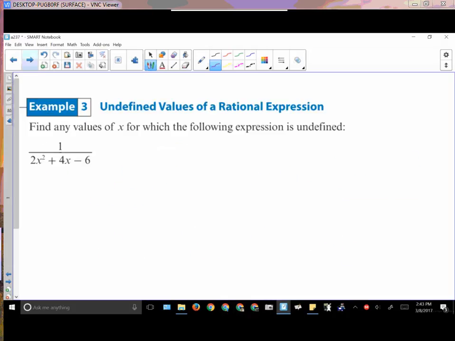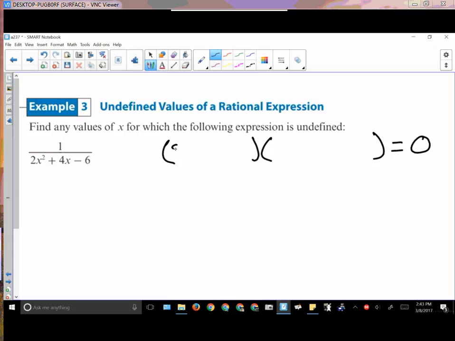Now, one of the other things that we have to be aware of is where the zeros are. We don't want to go and pick a value for x that's going to make this thing not work. Now, we've already talked about going through and factoring the denominator off and finding where the zeros are at. So this is really what we're looking for. 2x squared plus 4x minus 6, where does it equal 0? Because that's where it will be undefined.